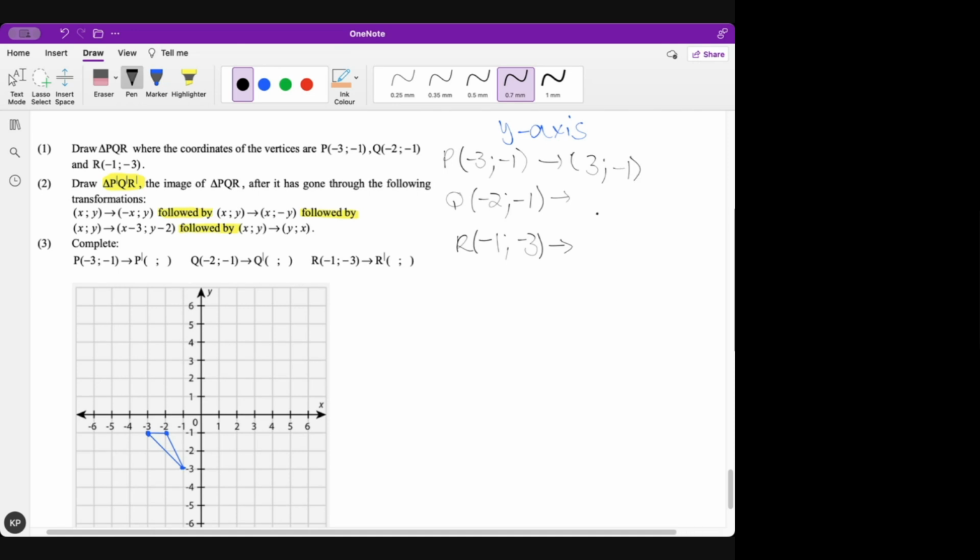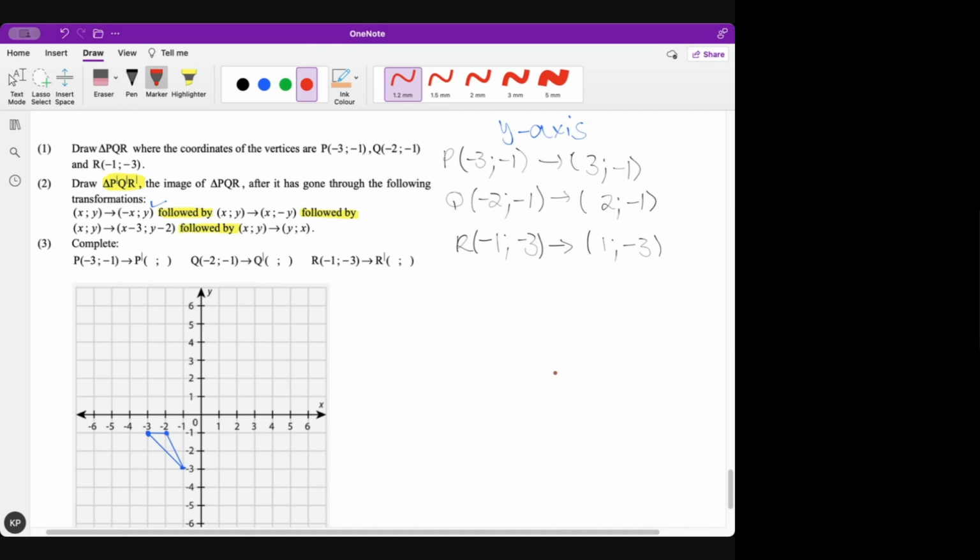What about Q? What about Q? 2 and -1. And the last one, R, 1 and -3. Great, we've done the first reflection. Second one says (x, y) moves to (x, -y). First, tell me what type of reflection that is. Excuse me. Tell me what type of reflection that is, please.